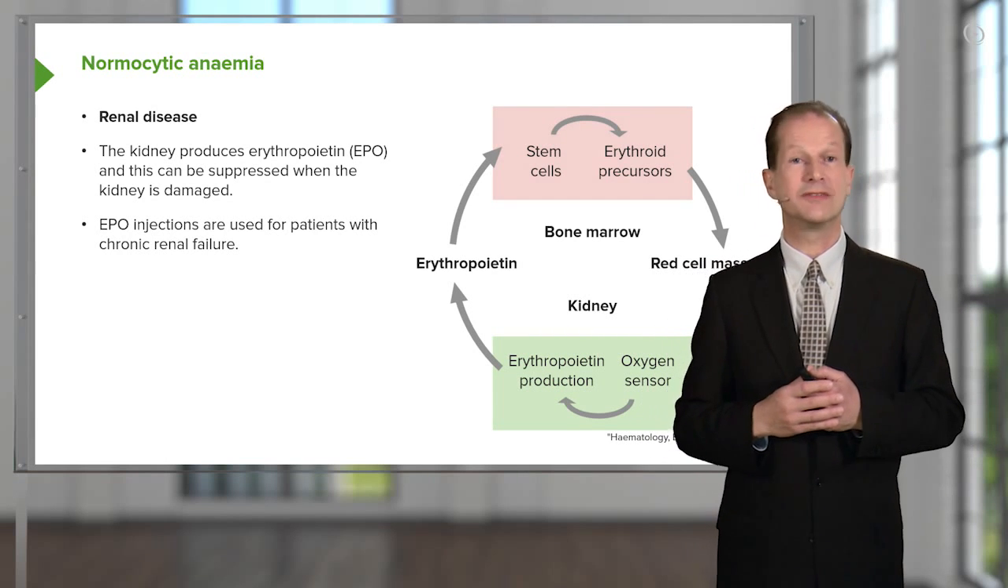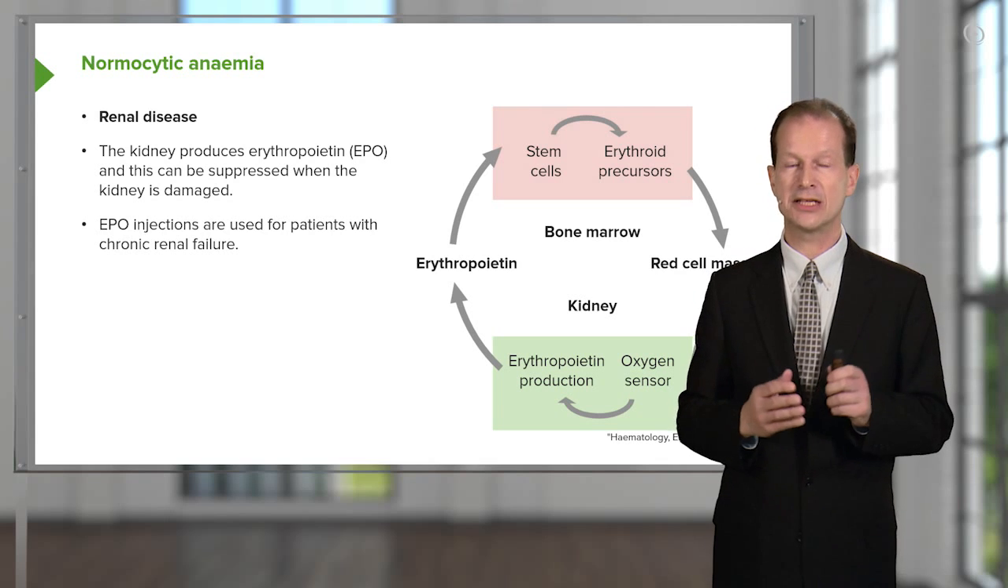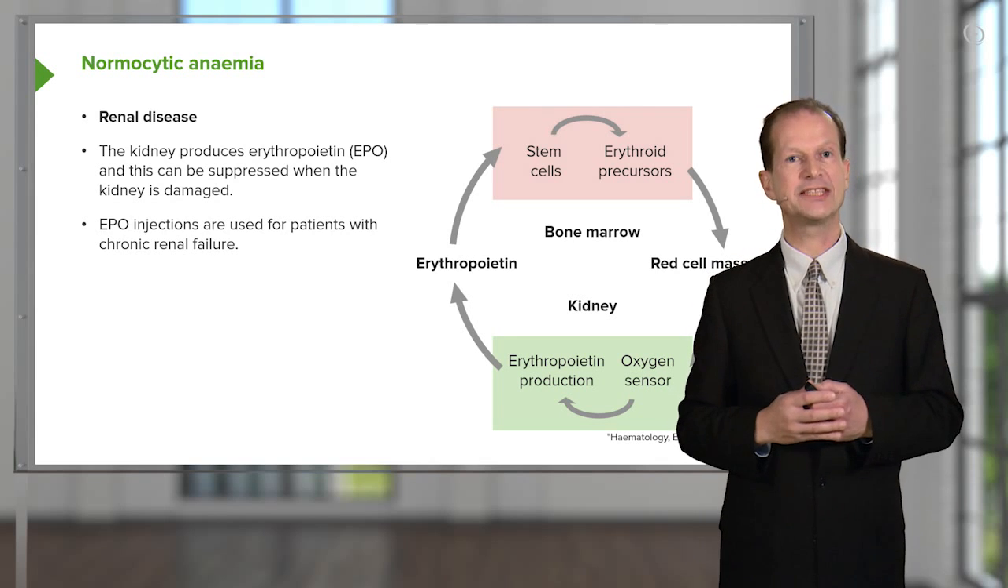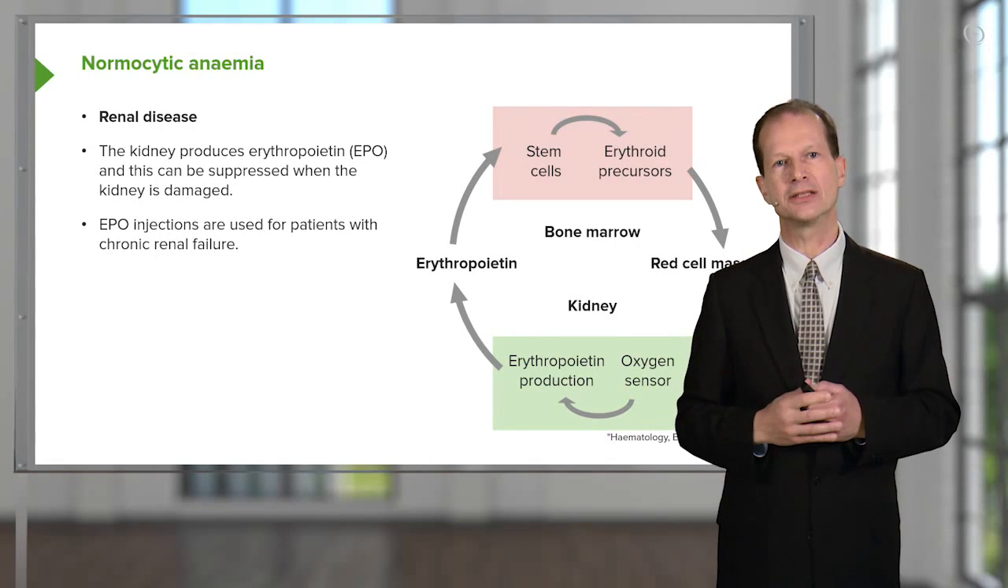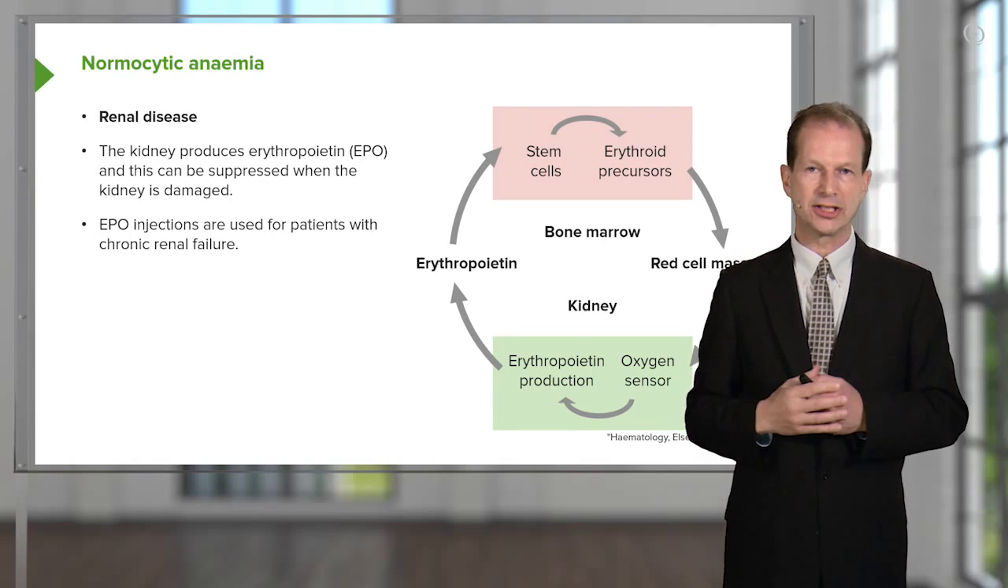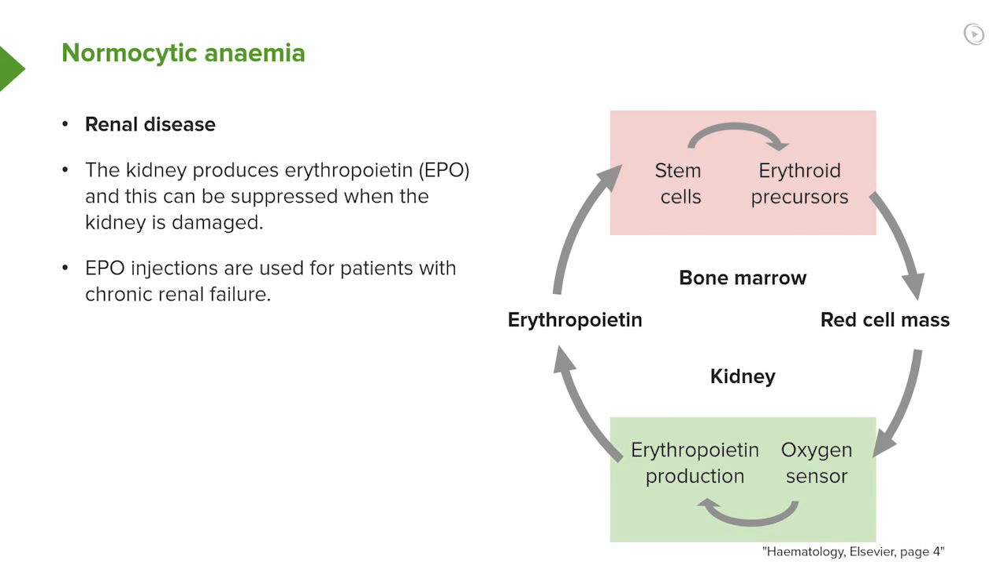Another important cause of a normocytic anemia is renal disease, because remember that the kidney produces erythropoietin, the major regulator of erythropoiesis. You'll see on the right a chart showing this very beautiful feedback mechanism for regulating erythropoiesis. In the bottom in green, the kidney acting as an oxygen sensor and producing erythropoietin whenever there is hypoxia, releasing that, which leads to increased erythropoiesis and a correction in the red cell mass.